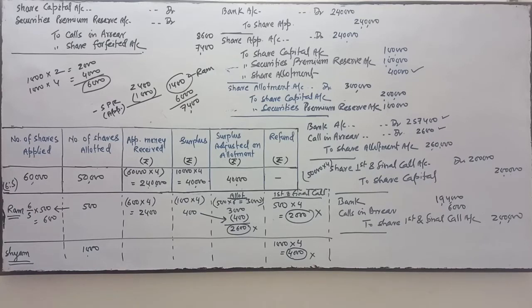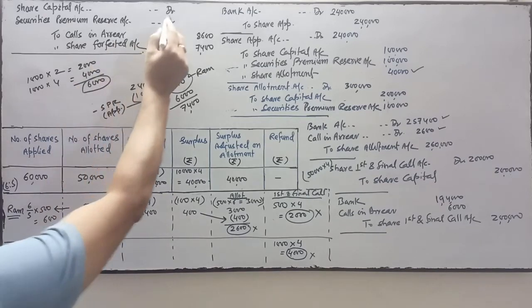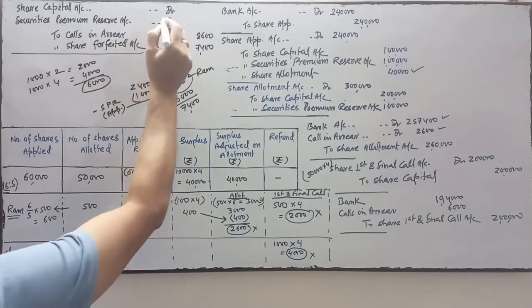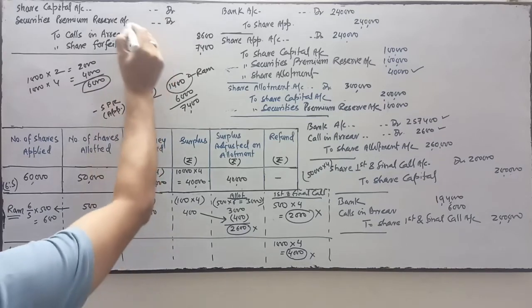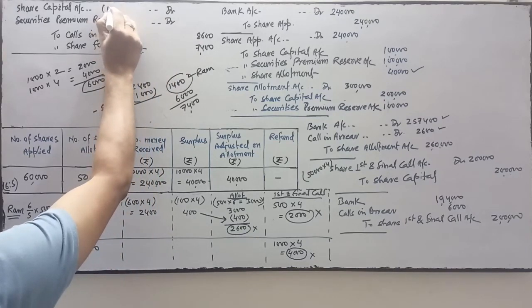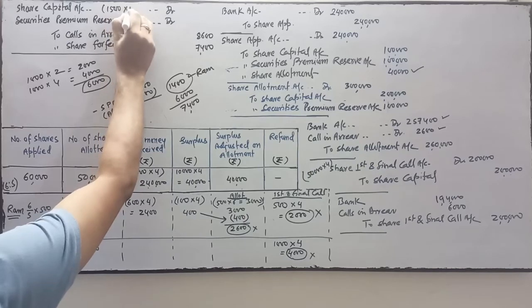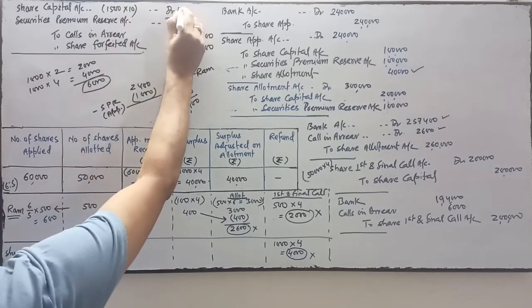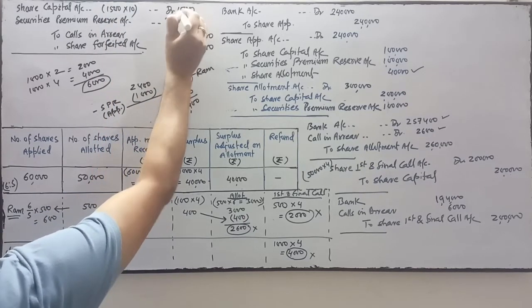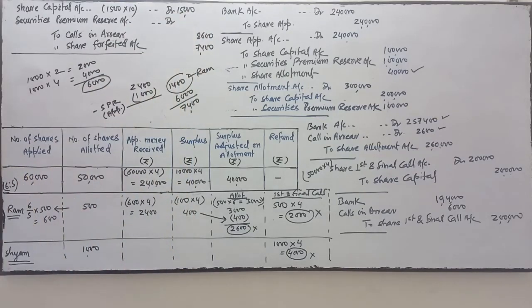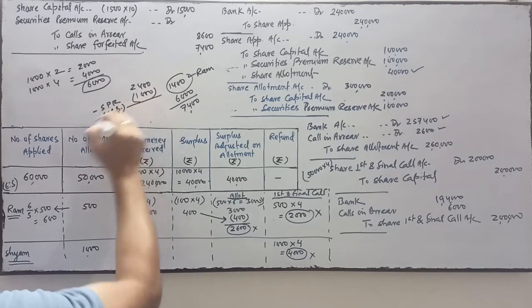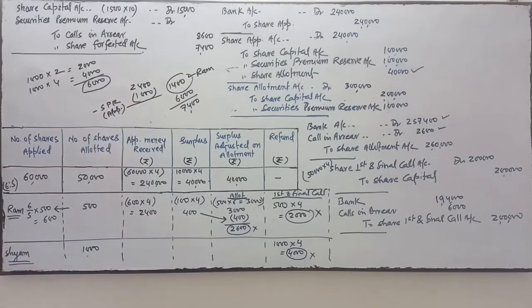Okay, 7400. Now next, come to the capital. In the capital, a total of 1500 shares were applied. 1500 shares are going to be cancelled, 1500 into 10 rupees fully called up, so 15,000. Okay, and in the securities premium reserve, this 1000 will be of allotment money. Allotment money is not given by Ram.